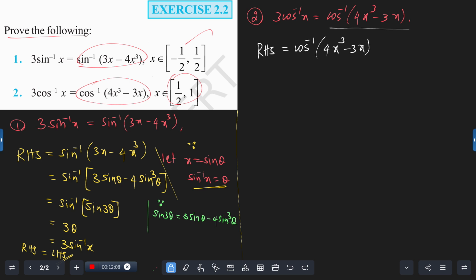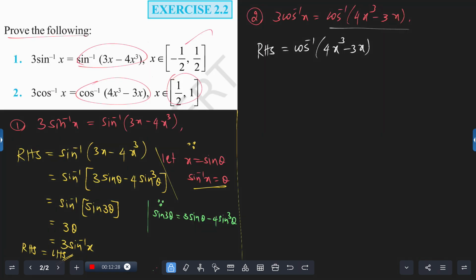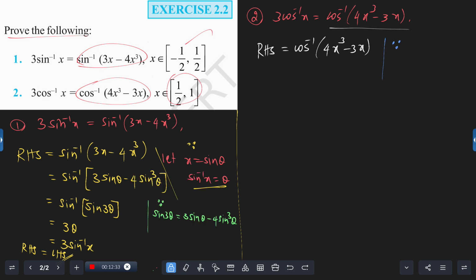Children listen, 4x cube minus 3x, what is the formula? 4 cos cube minus 3 cos. See, instead of cos, x is given there. So what do you want to assume x as then? x is equal to cos. So in the sine portion you assume, let x is equal to cos theta. Very important: x equal to cos x you should not take. That is a mistake. Either theta or y, some other variable you have to use. Then x equal to cos theta.